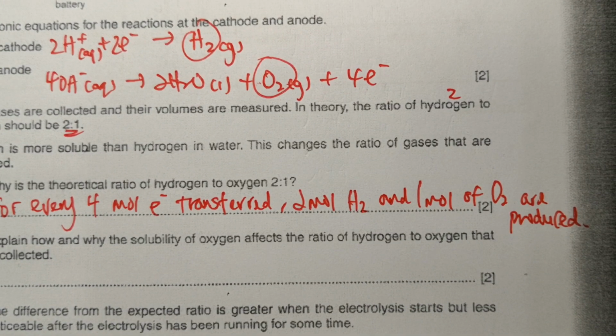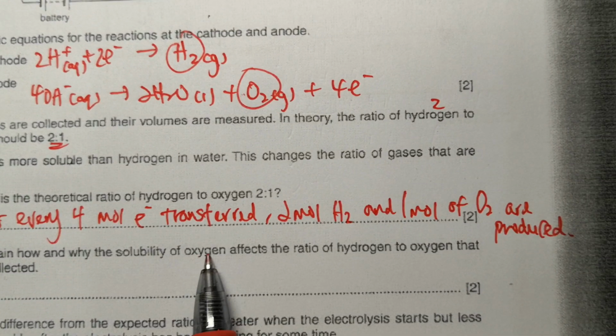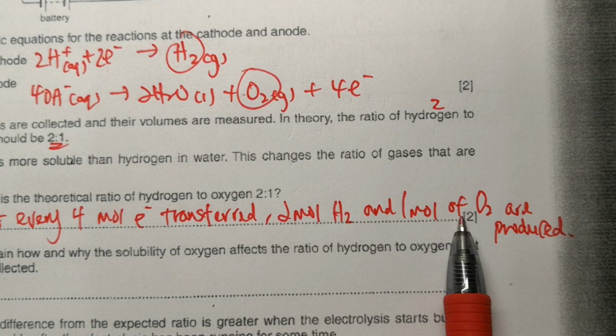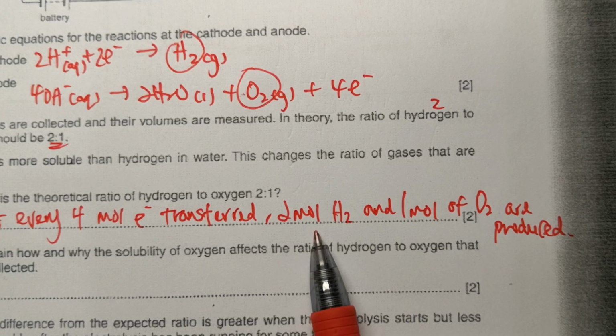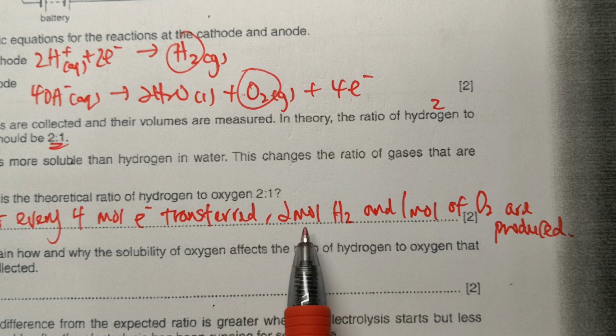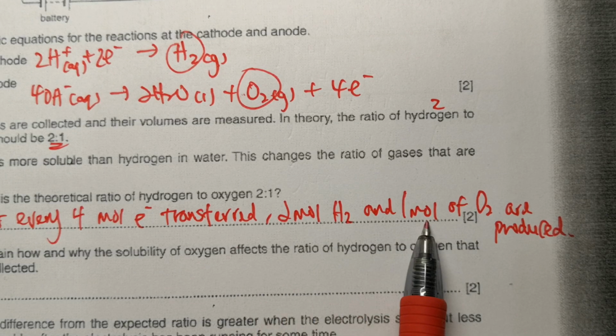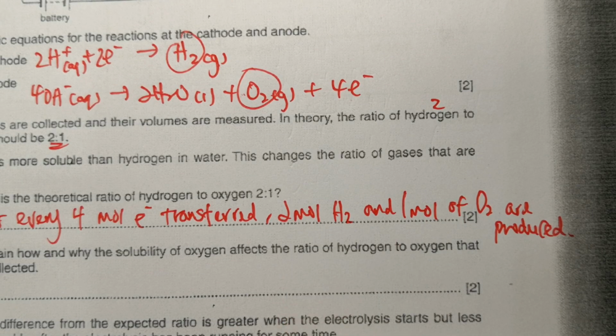Explain how and why the solubility of oxygen affects the ratio of hydrogen to oxygen that is collected. So if oxygen dissolves, the volume of oxygen collected will become less. As the oxygen becomes less, the ratio will be higher than 2:1, because 2:1 means 2 volumes of hydrogen to 1 volume of oxygen. So as the volume of oxygen decreases, the ratio will be more than 2:1.